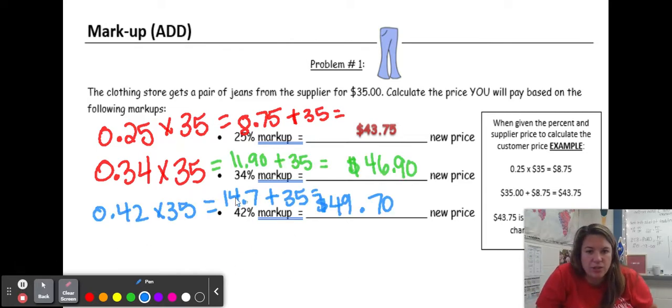All right, how'd you guys do? This is the $11.90 is the markup, and I add that to $35. So it's $46.90 if the markup is at 34%. This bottom one was 42%. So I'm multiplying that 0.42 times the 35 and then adding it to the 35. All right, let's look at a different scenario.